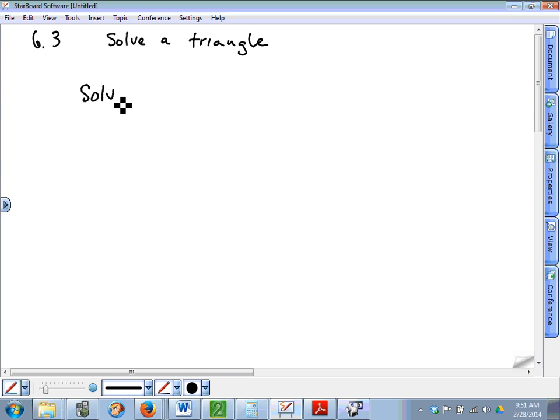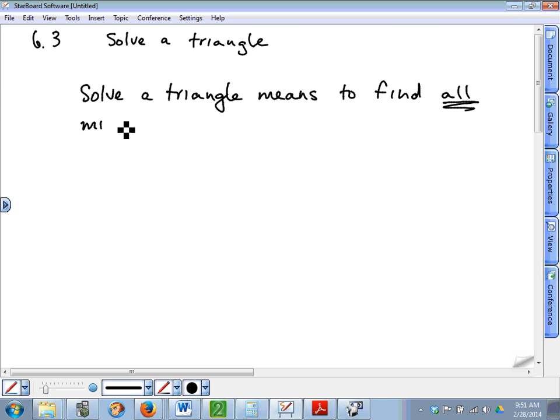So solve a triangle means to find all missing sides and angles. And it is a combination of the two types of problems we learned about last time: solving for missing sides and solving for missing angles. We're just doing it in one single triangle rather than in a couple. So here's an example.